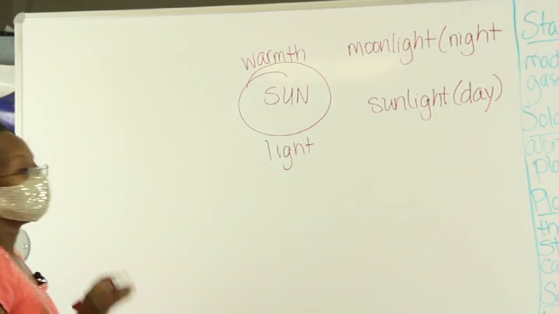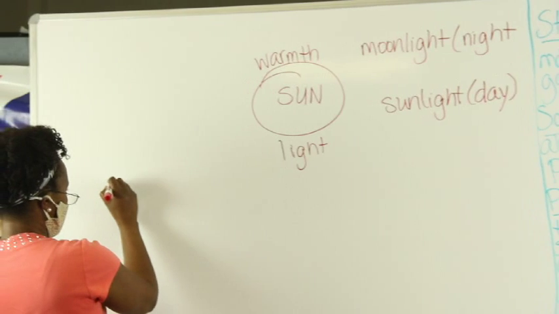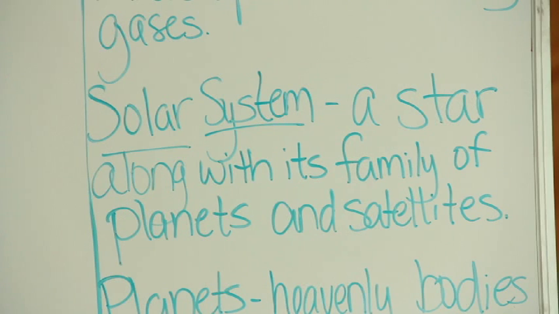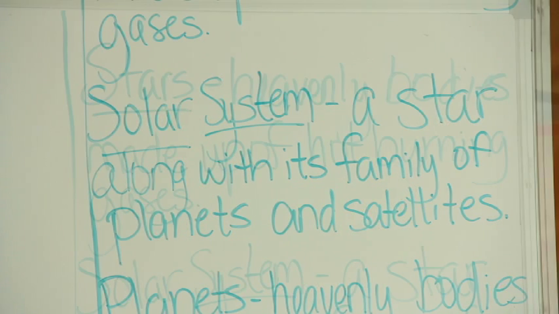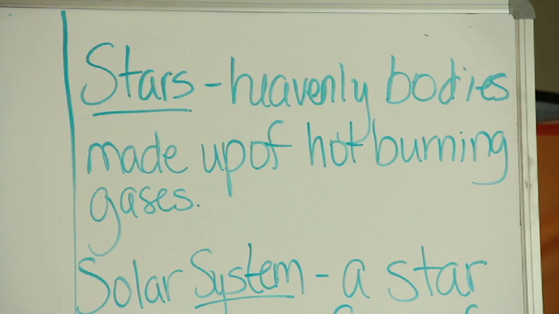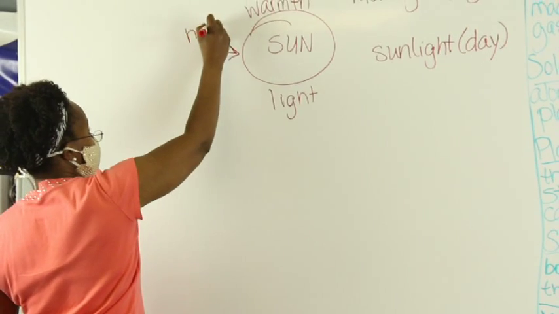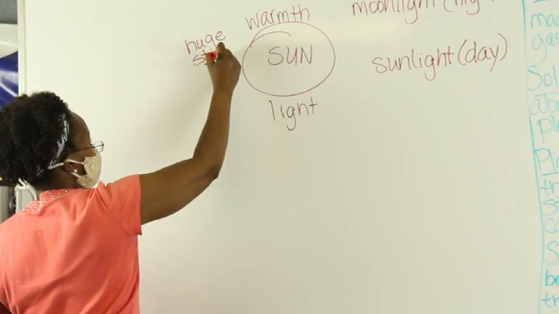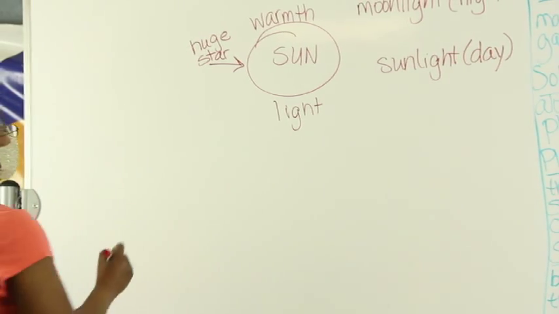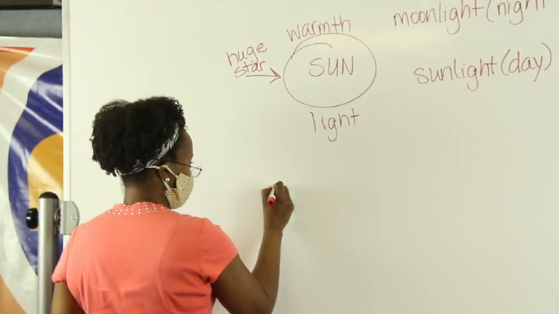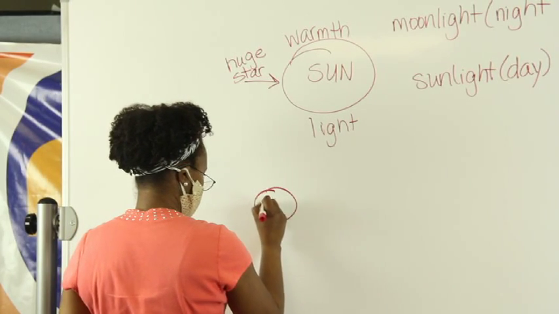Now, the solar system is actually made up of, if you see here, a star along with its members of planets and satellites that work together. So we said a star. A star is a heavenly body made up of hot burning gases. And actually the sun is a huge star. Okay? So down here, I'm going to start this solar system. So here's our sun.